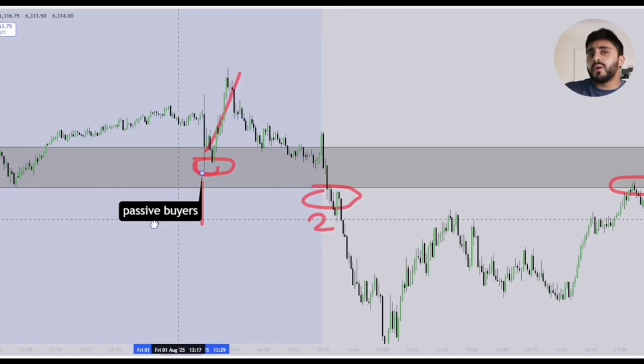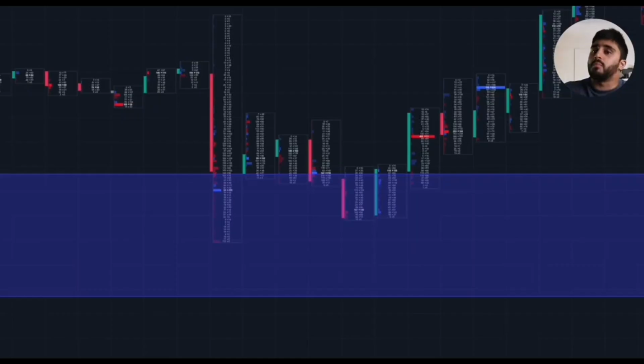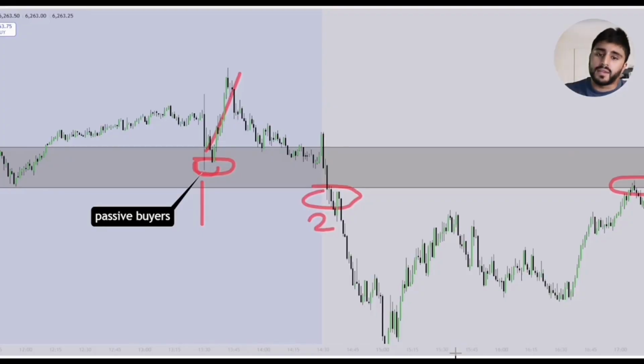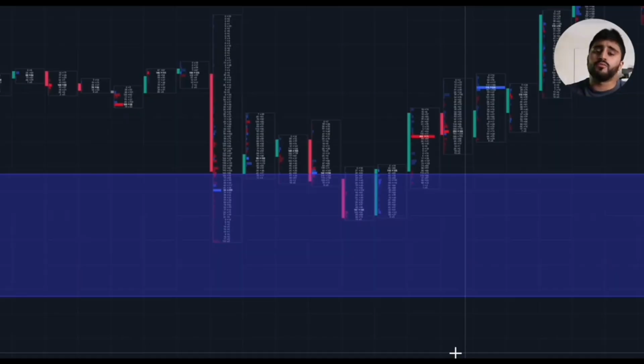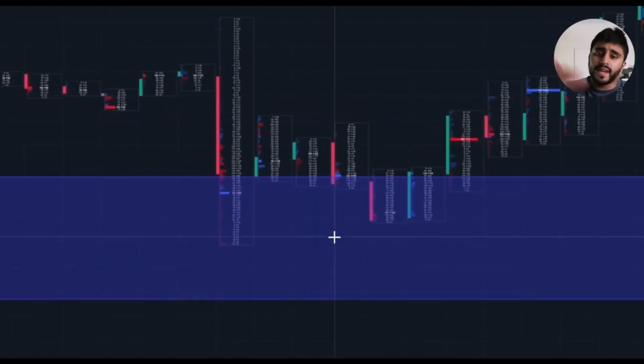So these passive buyers are active, they drive price higher, right? So passive buyers are going in the market with limit orders, right? So what are limit orders? So there's aggressive participants or market orders, and then there's limit orders. So if you go to the ATAS platform or any order flow delta footprint charts, these are showing you market orders. They're hitting the bid.